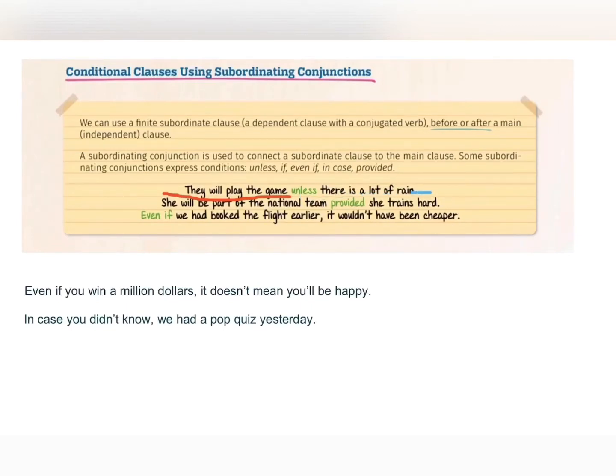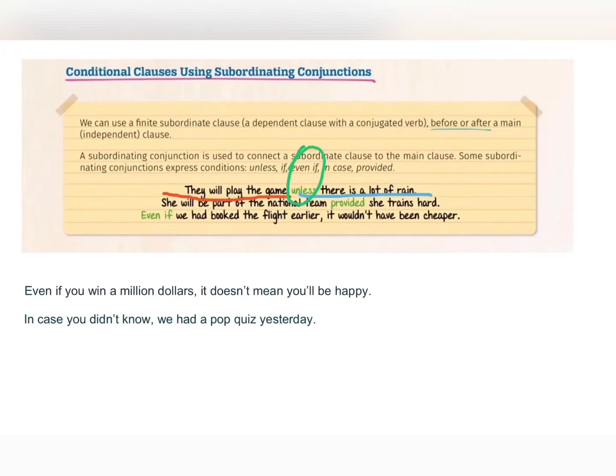How do we know this? Because if you say they will play the game, that could perfectly be a sentence on its own. But you cannot say unless there's a lot of rain and have that be a sentence. That's how we know that the first part of the sentence is our independent or main clause. What is connecting both clauses? Well, nothing but our subordinating conjunction right here.